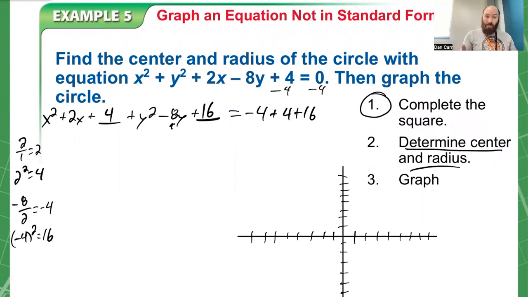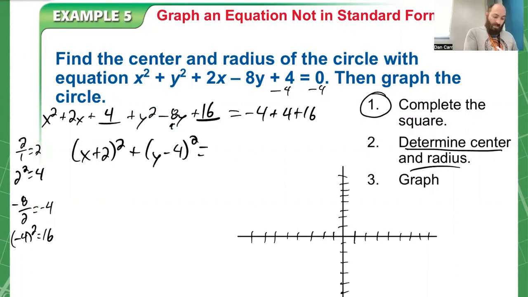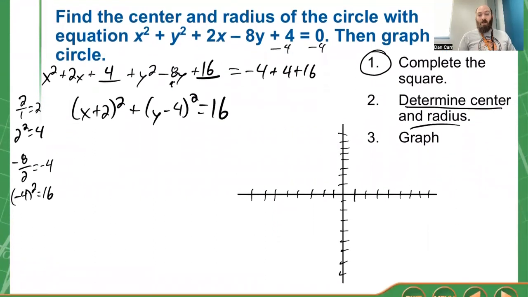So now, having completed the square, I can do my factoring. X squared plus 2x plus 4 follows the pattern of x plus 2 squared. Again, this value right here is the same as that value. This value right here, the negative 4, is what this will factor into. So that'll be plus y minus 4 squared. And then negative 4 plus 4 plus 16 just gives me 16. Okay, so that's how I can use completing the square. I'm doing it twice, once for the x's and once for the y's.